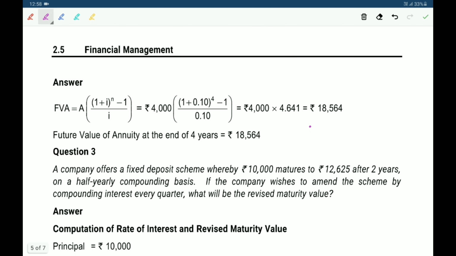So here A equal to 4,000 rupees, 1 plus interest rate i is 10%, that means 0.10, n means 4 years, power 4 minus 1, by 0.10. This is the formula. We can get this amount. This is the future value. They are asking future value of annuity, that's why this is the answer.